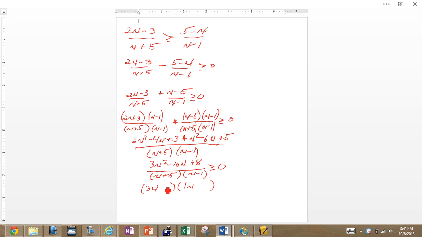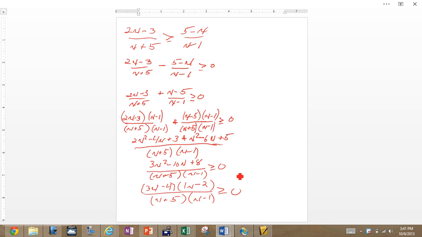Minus 4, minus 2. Let's just double check that. Negative 4x and negative 6x is negative 10x. Okay, we're good. (x plus 5)(x minus 1) greater than or equal to 0.